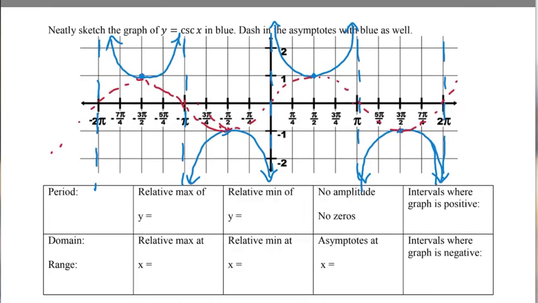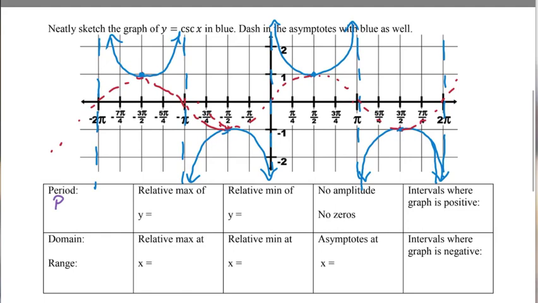Looking at the period, the period of cosecant is the same as sine. Period is 2 pi over b, and it takes both branches. So one period is both branches. This is period equals 2 pi over b. Both branches are included. It isn't separate. Each branch isn't a separate graph the way tangent and cotangent were.